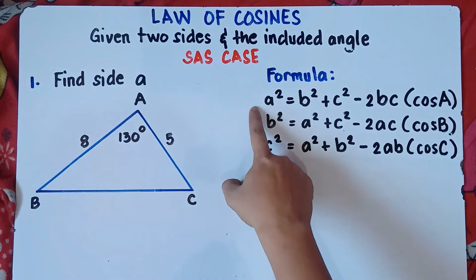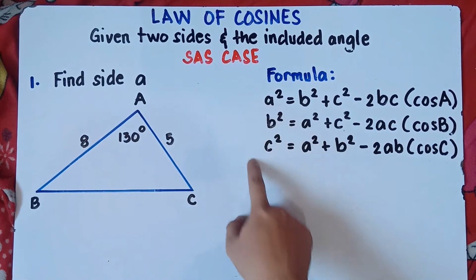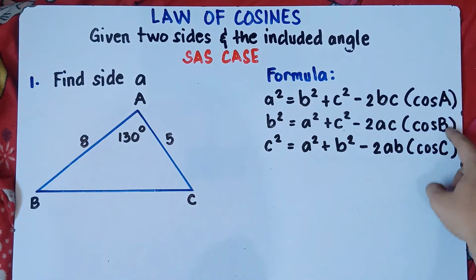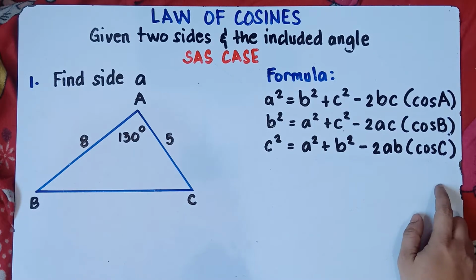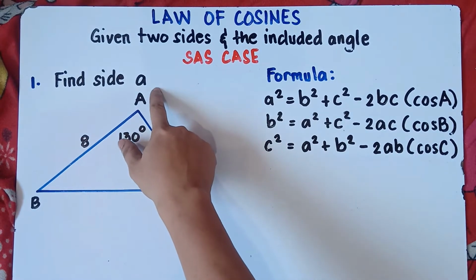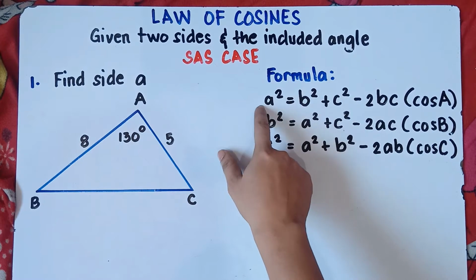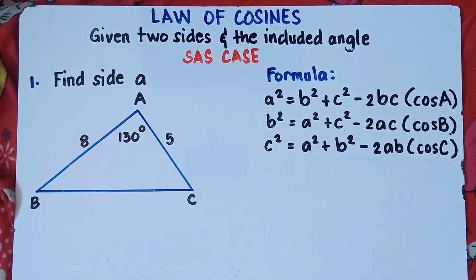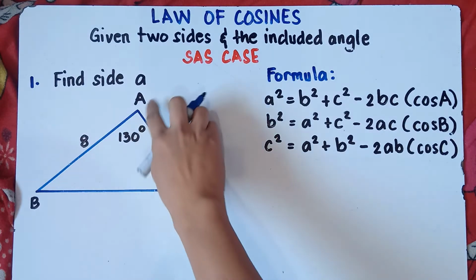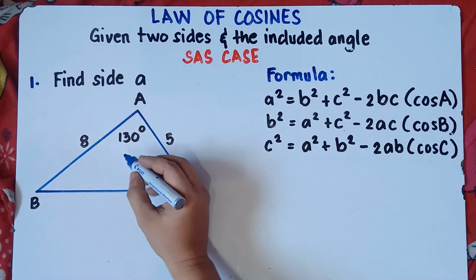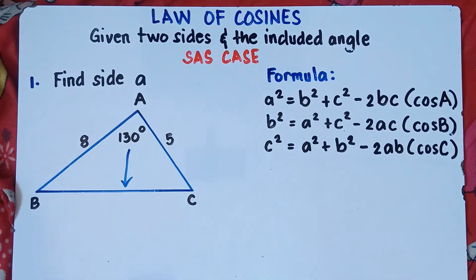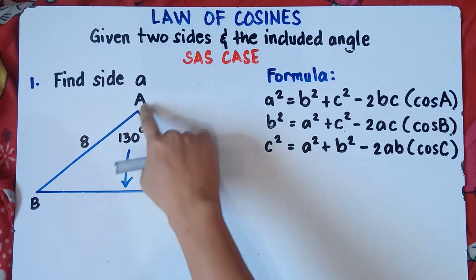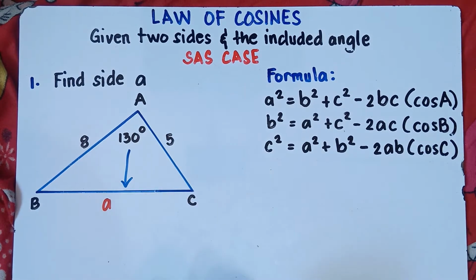These small letters a, b, c represent the sides. Capital letters A, B, C represent the angles. Since we're looking for side a, we will use the first formula. But before we use the formula, we need to locate where side A, side B, and side C are. If this is your angle A, opposite of this angle A is your side A. Once again, opposite of angle A is side A.